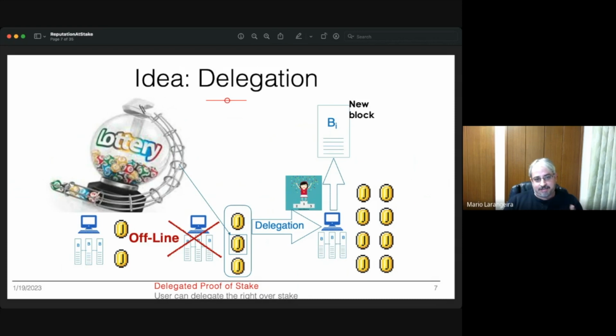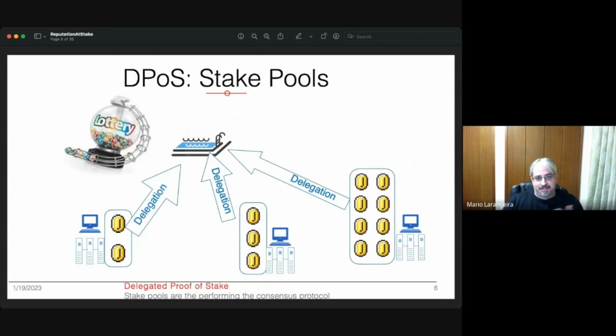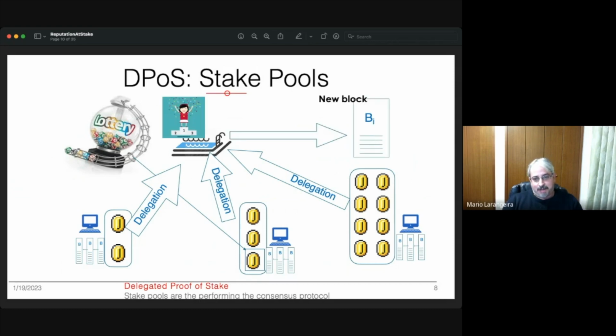So if your coin is selected, the computer, the system that you delegated to, will pick the next block on your behalf. And here is why we have stake pools: the participants delegate their rights to this stake pool, which is an aggregate of the stake, the right over the stake. Here is just an animation of what happens. If your coin is selected and you had delegated your coin to the stake pool, they will generate the block.